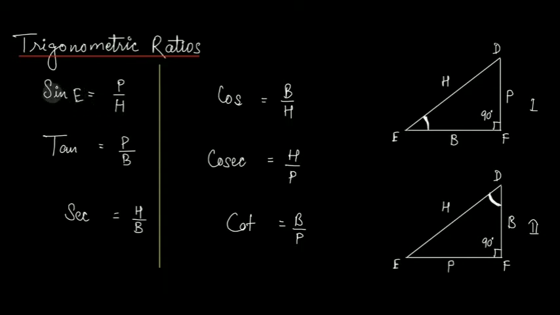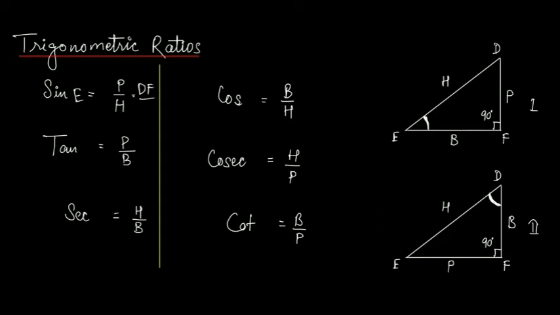We have concluded what are the perpendicular and which one is the base, because the hypotenuse is always fixed: whatever is opposite the right angle, that is the hypotenuse. Now the remaining 2 sides are either perpendicular or base, and we have decided which one. So how will we find out the values?